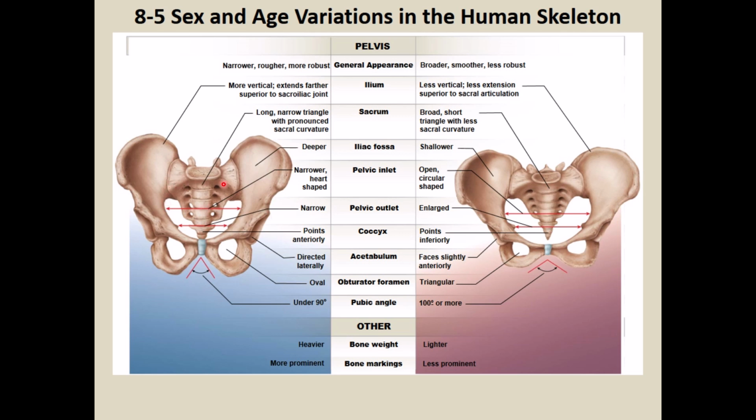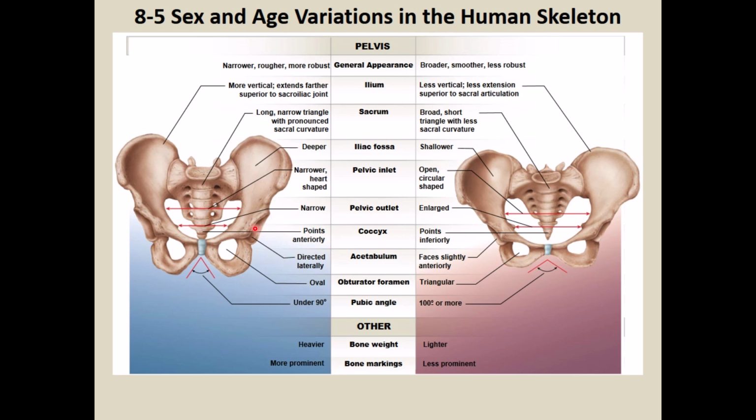Also, the pelvic inlet and outlet are narrower in men and wider in women. So here you can see that this is circular in shape, and here in men it is heart shaped. So both the inlet and the outlet, this is the inlet, this is the outlet, are both wider in women than in men. Why? Because of the delivery of the fetus.